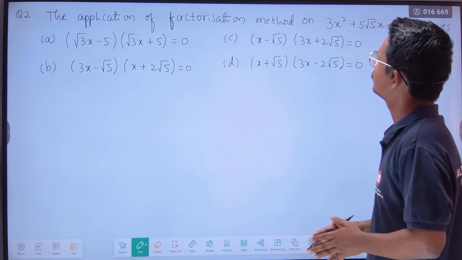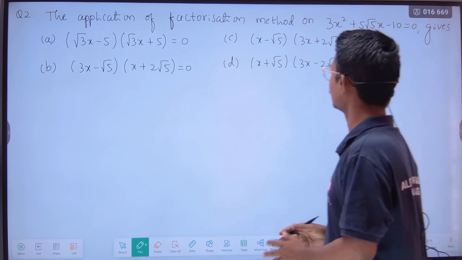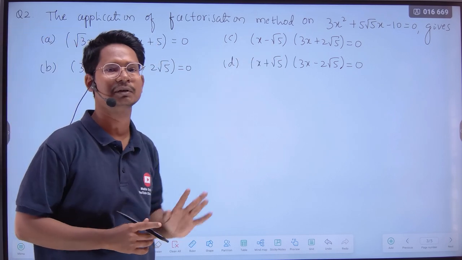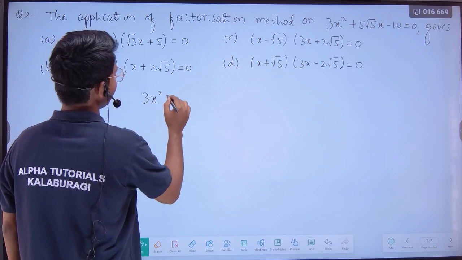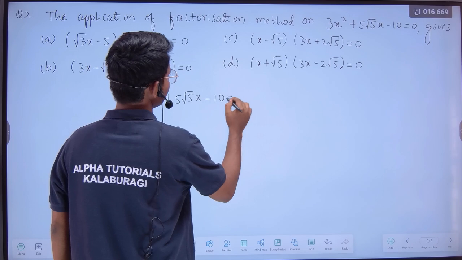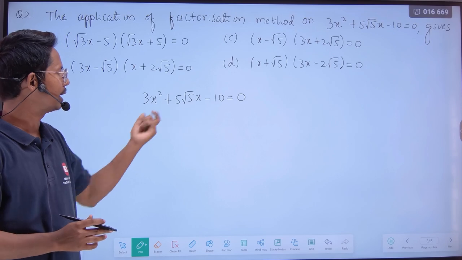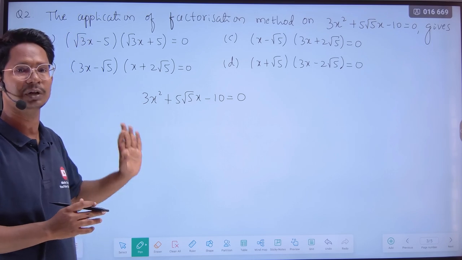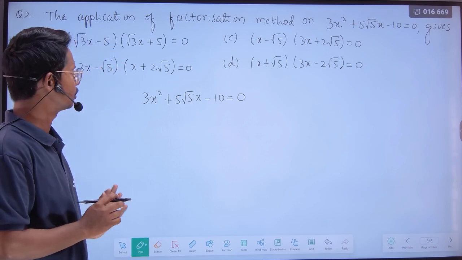The application of factorization method on 3x square plus 5 root 5 x minus 10 equal to 0 gives. It means basically he is asking the factors of the given quadratic equation. So we will rewrite the quadratic equation. It is 3x square plus 5 root 5 x minus 10 equal to 0. Now we have already done solving quadratic equations which don't have any root terms, but in this quadratic equation we have a root term and that too in the middle. So what do we need to do?